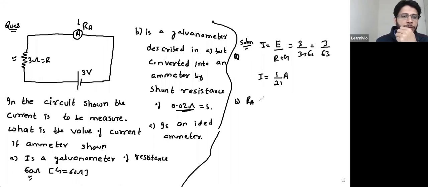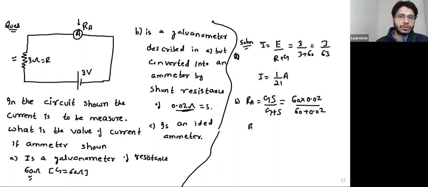The resistance of the ammeter is simply G into S by G plus S. Just keep on substituting the values. G is 60, S is 0.02. It's 60 plus 0.02. The resistance of the ammeter is 60 into 0.02, so that will be 12. 60 into 2 is 120. It's 1.2 by 60.02. So that's the resistance of the ammeter.